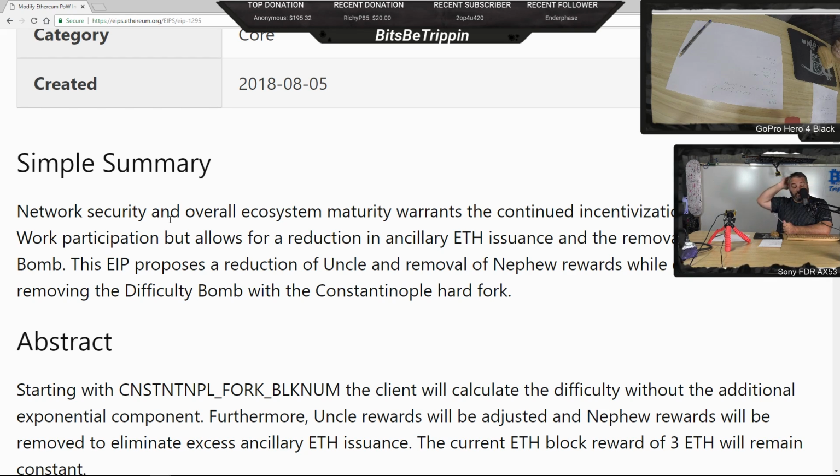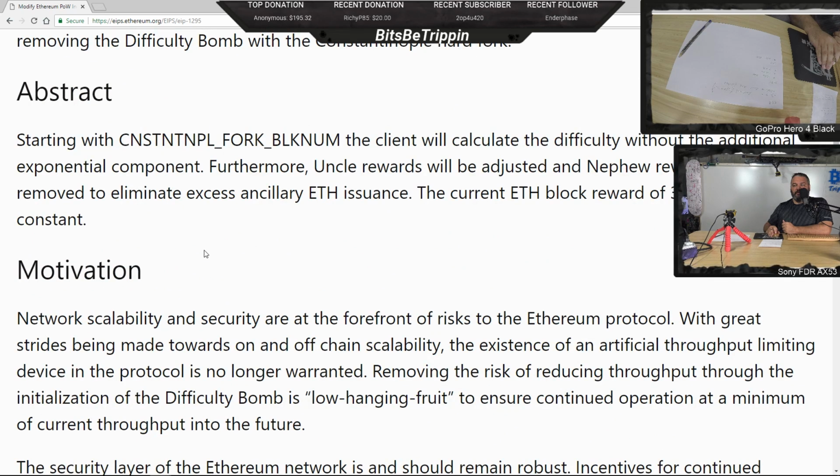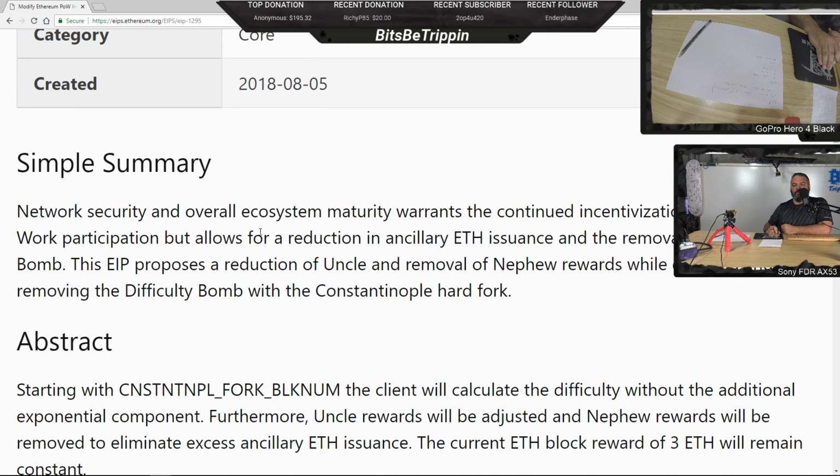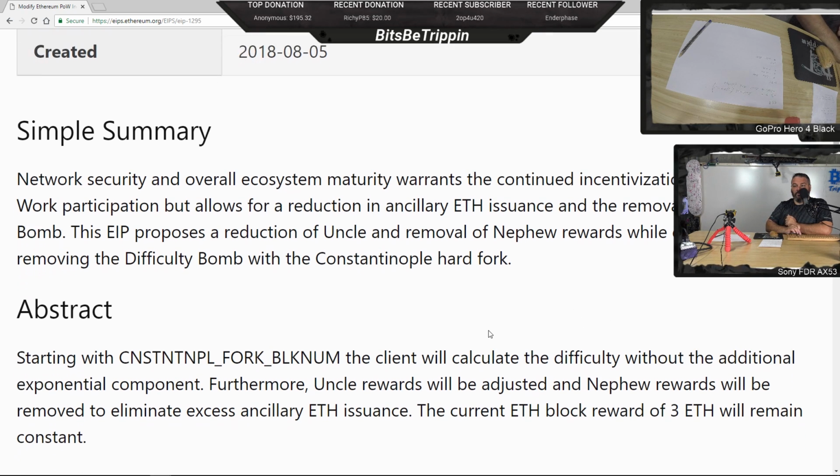Those are functions that should be part of agendas when it gets neared every time for scheduled hard forks, and we'll get into that kind of discussion too. But if we look at a simple summary: network security over overall ecosystem maturity warrants a continued incentivized proof of work and participation, but allows for reduction in ancillary ETH assurance to remove the difficulty bomb. So this will take. Let's go down here.